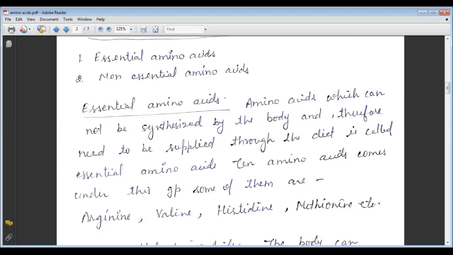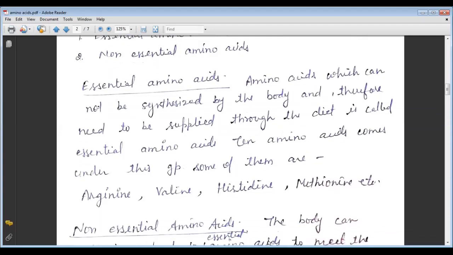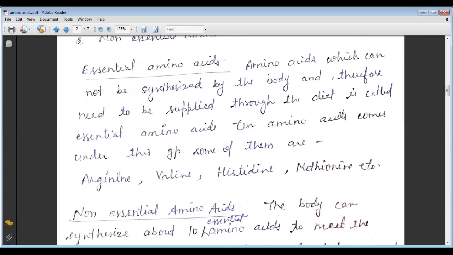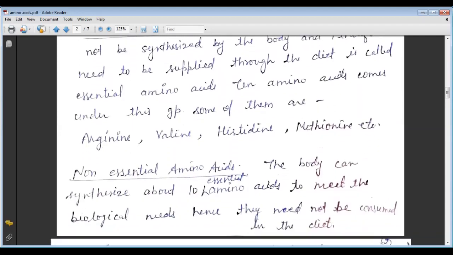So these are called the essential amino acids. As here we can explain, amino acids which cannot be synthesized by the body and therefore need to be supplied through the diet are called essential amino acids. So 10 amino acids come under this group. Some of them are arginine, valine, histidine, and methionine.